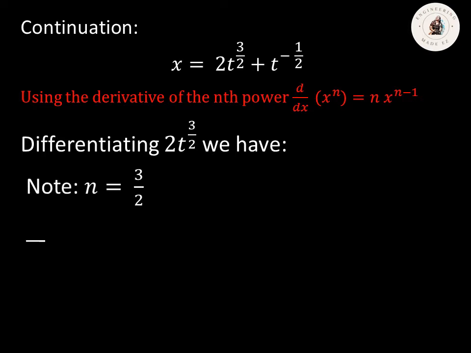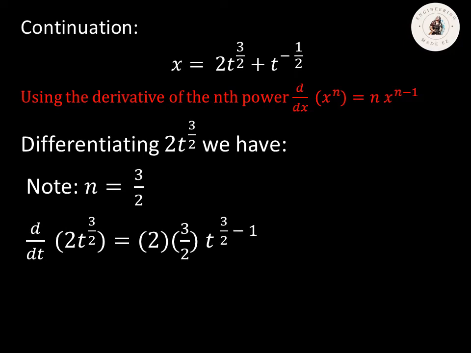So getting the derivative of 2t raised to the power of 3 over 2 with respect to t, we copy the constant, which is 2. Then we have n, which is 3 over 2. Then copy t, which is our variable. Then n minus 1. Since our n here is 3 over 2, that's why we have 3 over 2 minus 1. Canceling the common 2, so we have 3. Then simplifying 3 over 2 minus 1, we have t raised to 1 half.